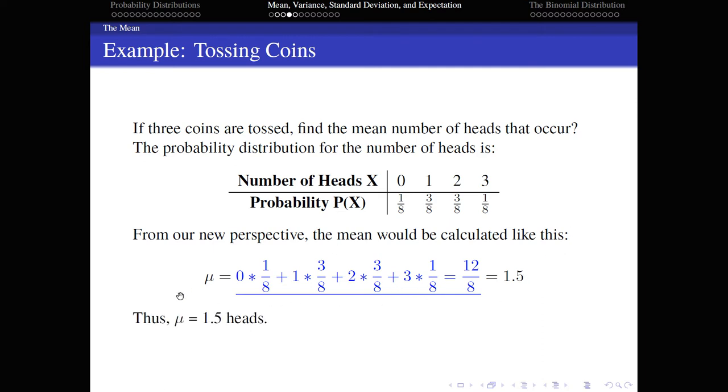Again, this doesn't mean you can flip 1.5 heads in 3 coin tosses. It means that if you did 3 coin tosses, counted the number of heads, did 3 coin tosses, counted the number of heads, and did that over and over and over again, that experiment, then took the average number of heads, the mean is that average.